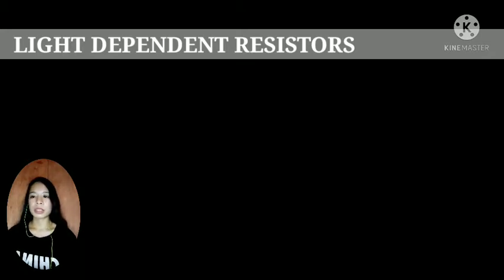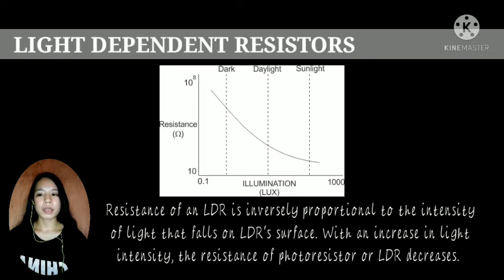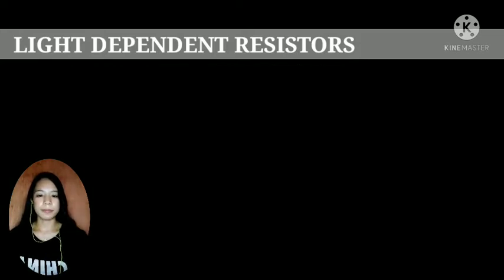The relationship between the resistance and illumination is also shown graphically. As you can see in the figure, as the light intensity increases, the resistance decreases. So that is the concept of light-dependent resistance. As the light intensity increases, the resistance decreases.